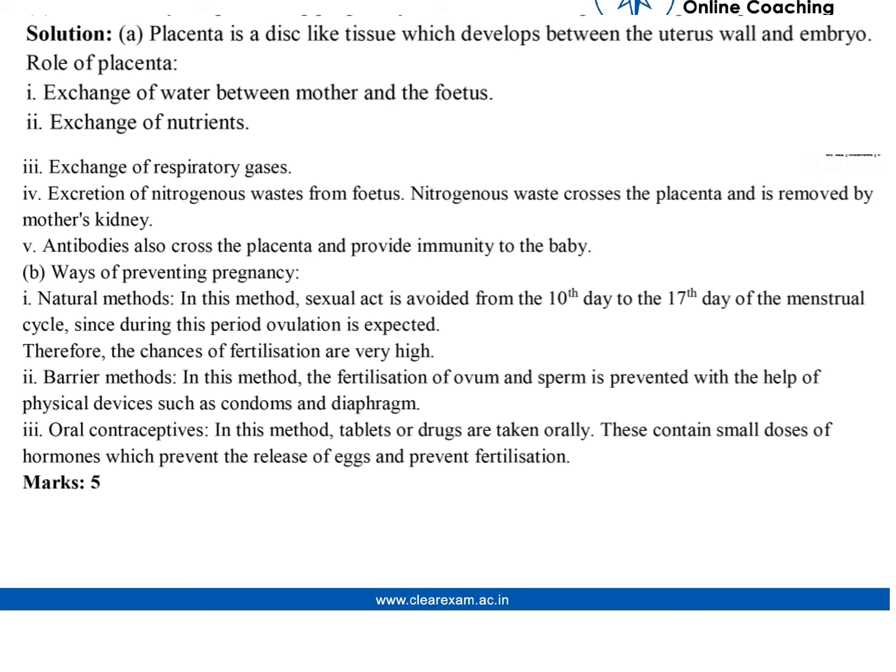Second, barrier methods. In this method, the fertilization of ovum and sperm is prevented with the help of physical devices such as condom and diaphragm. Third, oral contraceptives. In this method, tablets or drugs are taken orally. These contain small doses of hormones which prevent the release of eggs and prevent fertilization.